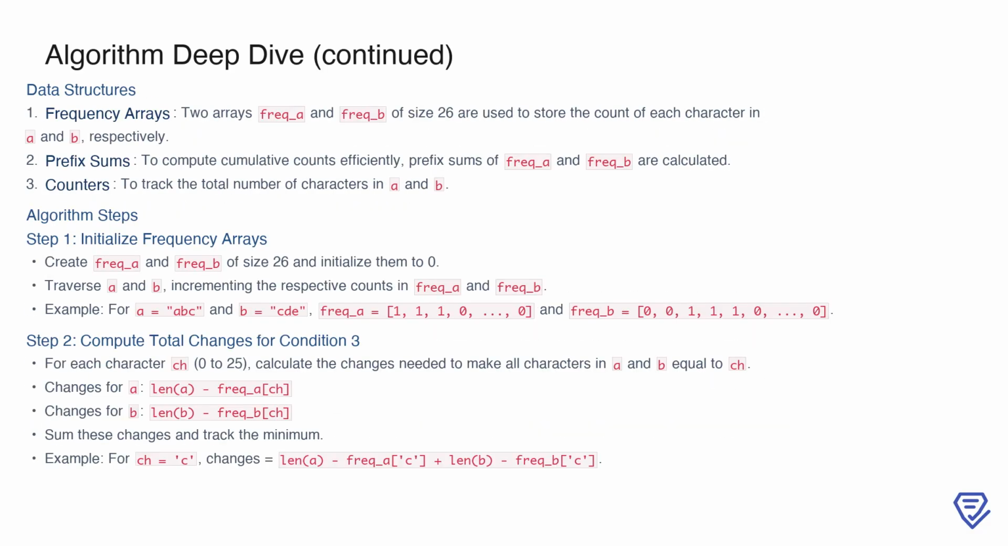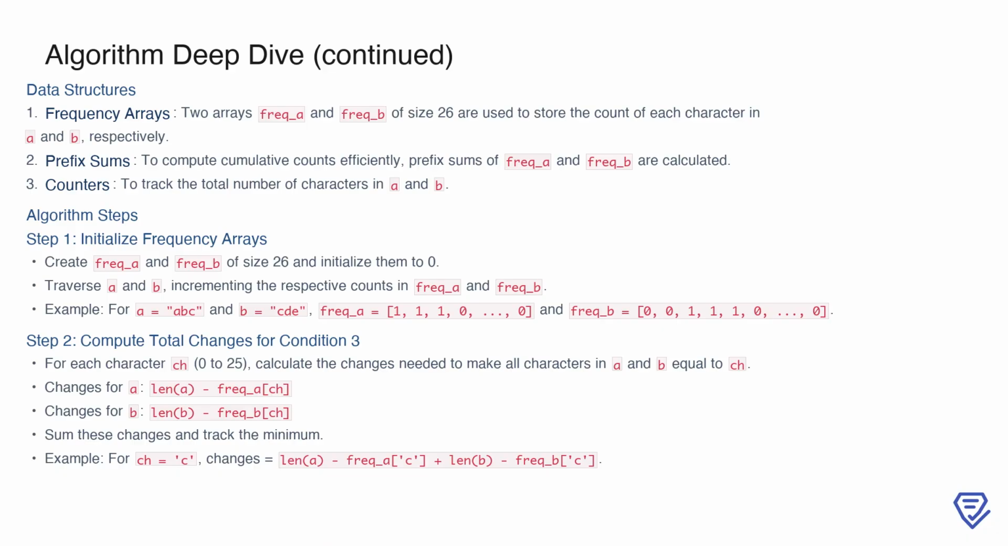To implement the solution, we rely on three key data structures. First, we use two frequency arrays, frequency_A and frequency_B, each of size 26, to store the counts of each character in A and B. Second, we compute prefix sums for these frequency arrays to enable quick calculations of cumulative counts. Finally, we use counters to keep track of the total number of characters in A and B.